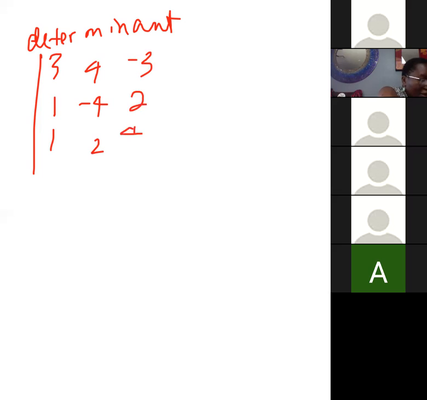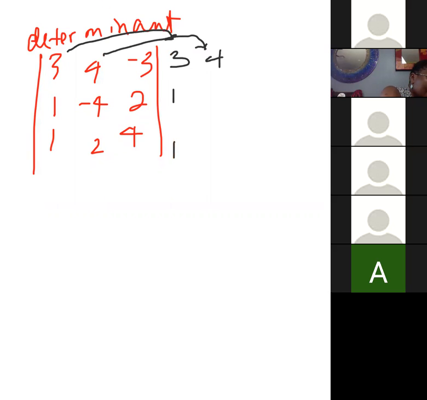And there's an alternate way to do this, guys. Some of you may like it better, because I forgot to mention that to you guys. So follow along with me. It's not that difficult. You take the first row and rewrite it over here: 3, 1, 1. You take the second row and rewrite it over here: 4, -4, 2.